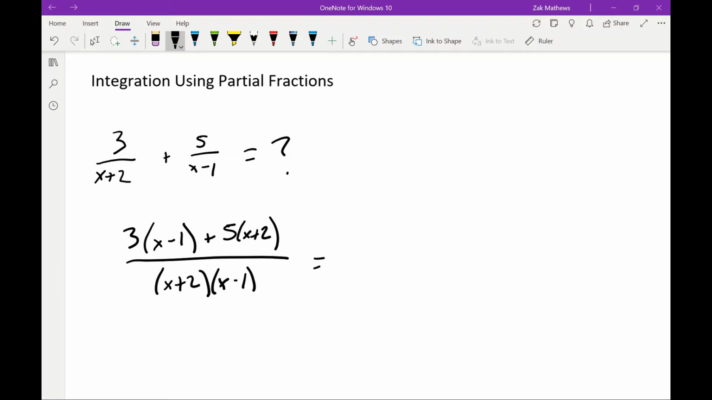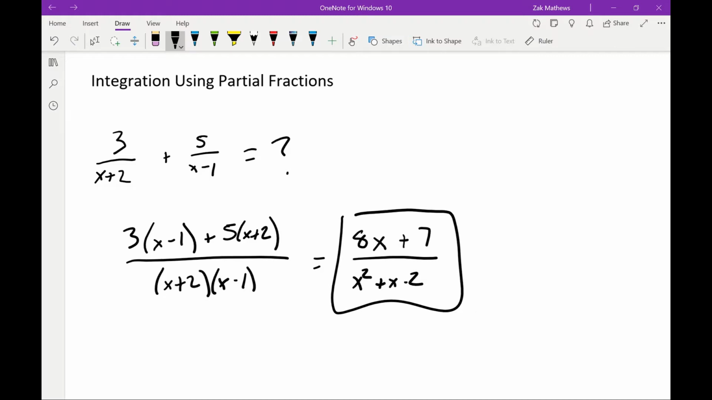And so then we'd multiply out, so we'd have 3x and 5x, that'd give us 8x. Negative 3 and positive 10 would be a 7. And it would be over, we can multiply that out if we wanted to. We don't need to because it's nicely factored and it doesn't simplify if we multiply it out. But just to see what it looked like, let's do that because that'll set me up for my next step. So we'd have 8x plus 7 over x squared plus x minus 2, and that would be our fraction. Easy enough. We've done that for years.